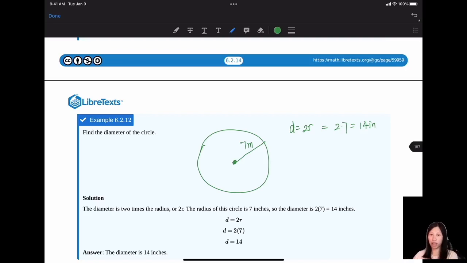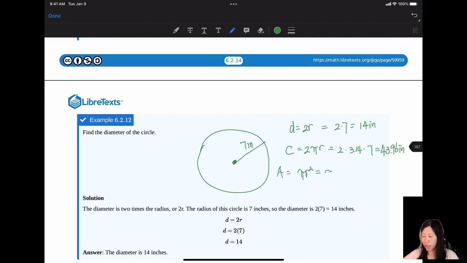What if I ask you to find the circumference of the circle? So the circumference is going to equal 2 times pi times r, which is 2 times 3.14 times 7. This equals 43.96 inches. And area equals pi r squared.